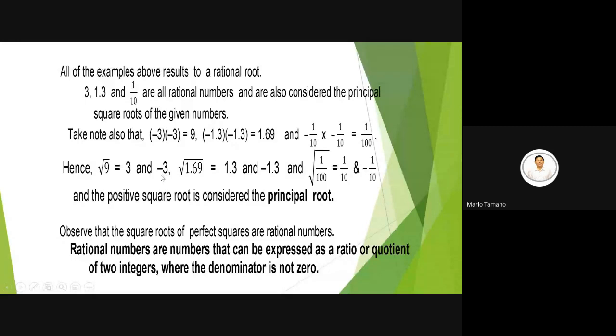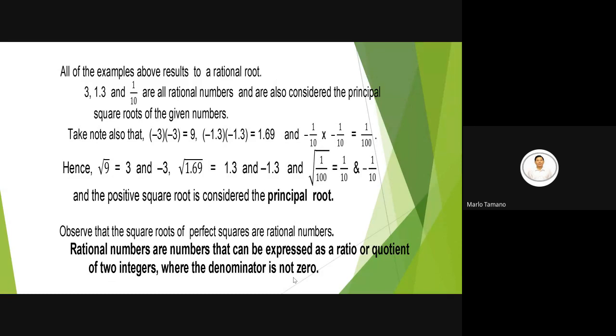Then, isasama po natin yung negative 3. Tama? So, dalawa na po ang ating sagot. We have the positive root and the negative root. Ang sabi natin doon, ang positive root ay principal square root of 9, plus this one, negative 3. Pag sinabi ko sa inyo, what is the square root of 9? Positive, negative 3. Pwede na po, dalawa na ang sagot ninyo. What is the square root of 1.69? Positive, negative 1.3. Or you can say separately, positive 1.3 and negative 1.3. What is the square root of 1 over 100? Positive 1 over 10 and negative 1 over 10. And the positive square root, again, is considered the principal root.